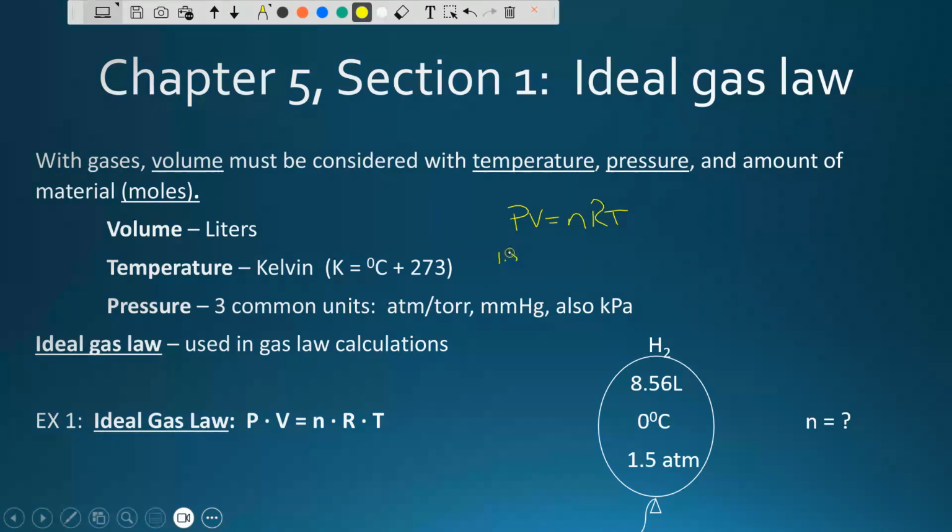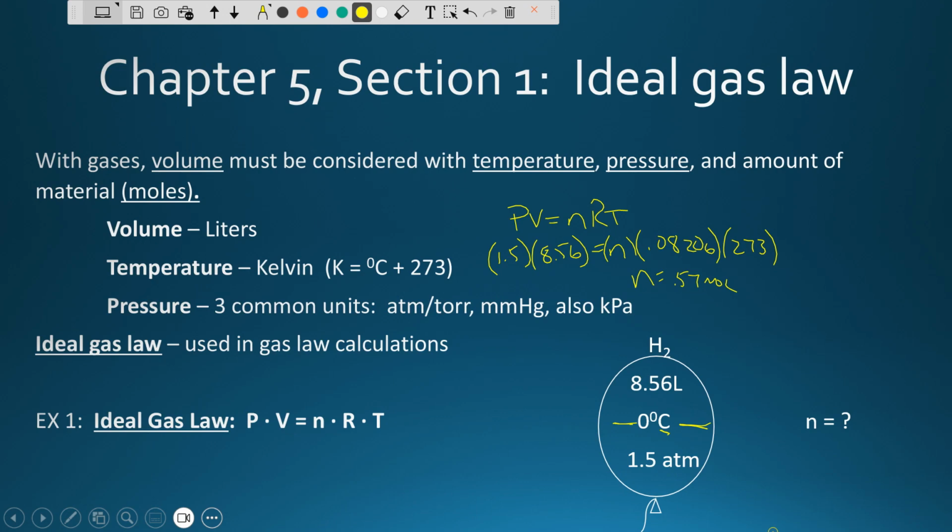So I have 1.85 atmospheres. I see that I have 8.56 liters. And let's see, we're solving for n. And so my R value is 0.08206, and here's the only one that we had to convert over. It's in Celsius, so that's going to be 273 Kelvin. Okay, so then I just solve for n. That ends up being 0.57 moles.